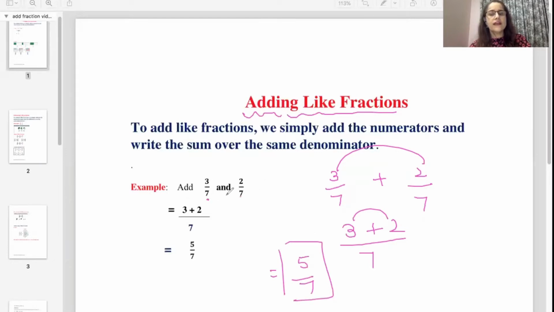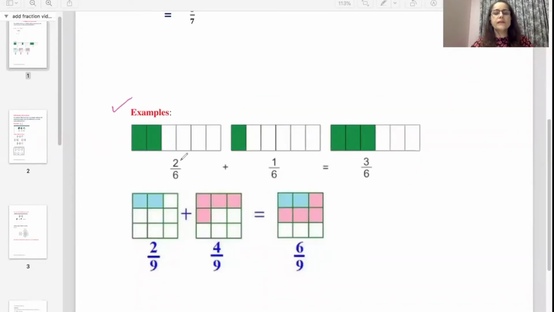So this way we can add the like fractions. How are these like fractions? Because the denominators are the same. So we are moving further now. Another example we can take: 2 by 6 plus 1 by 6. Here two parts are shaded. Here one part is shaded. So how to add? Adding the numerators as we have done just now. So 2 plus 1 is 3 and we are writing the denominator as it is. So our answer will be 3 by 6.